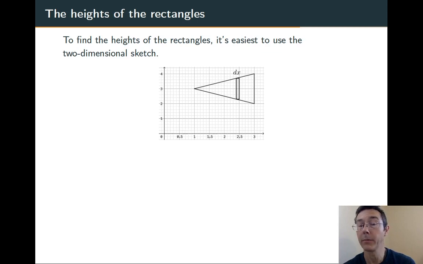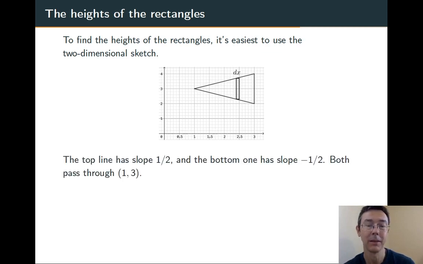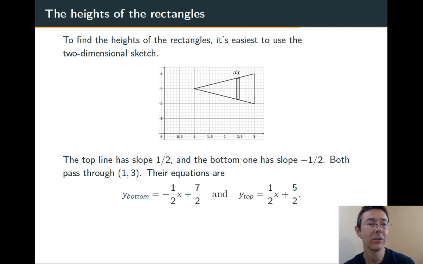We want to do top curve minus bottom curve, so we're going to need the formulas for the top and bottom curves. These are lines, so let's find the slope of each one. The slopes are 1/2 and -1/2. And both of the lines pass through the point (1, 3). So we can use point-slope form to get those equations. I've done a little bit of simplification to get the equations -1/2 x + 7/2 and 1/2 x + 5/2.